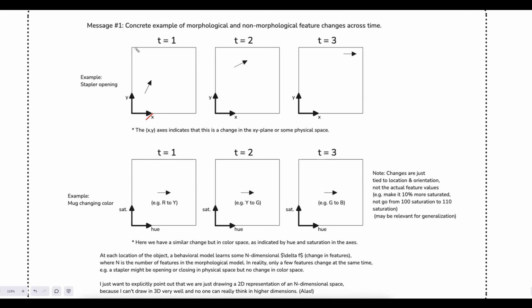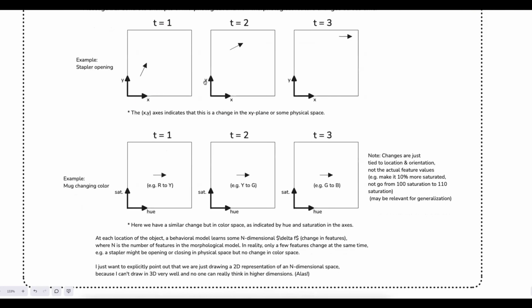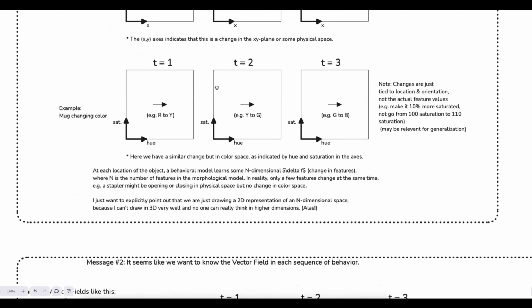But basically, in the behavior model that we have, the little square animations that we always had, I just threw them out, and then I put a label for X and Y to indicate that this is a change in physical space, like a particular location in a stapler is moving at this velocity, whatever, at a certain time. And then the mug changing color.